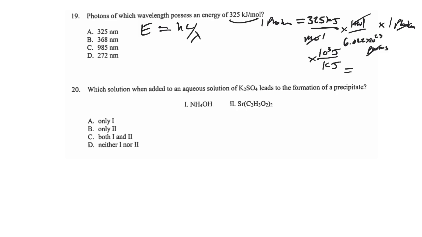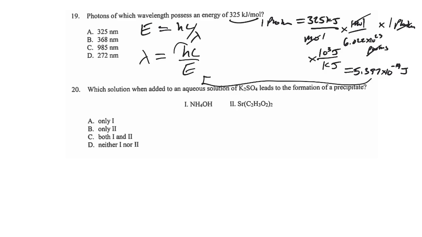Okay, so 325 divided by Avogadro's number and multiplying by 1,000 gives us an energy of 5.397 times 10 to the minus 19 joules. And so then from there we can plug that in to solve for the wavelength. Wavelength would be hc divided by E. So take this energy, plug in, divide into h times c, and that should give us the wavelength of light.